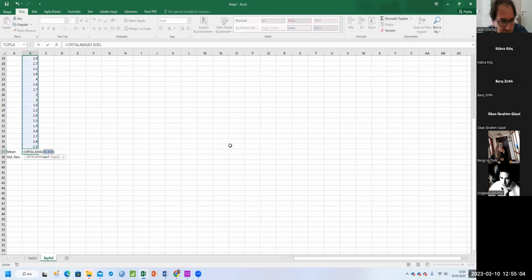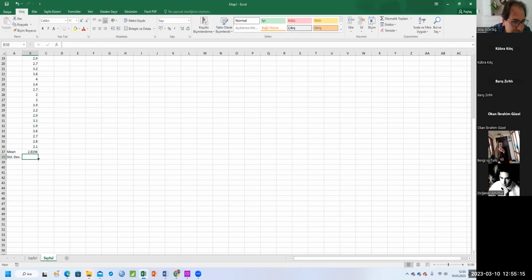I click on the mean and select the area, and it will present the result. I'm going to keep just 4 digits, so I reduce the number of digits. Okay, 2.8194.